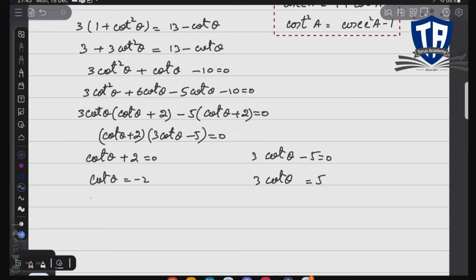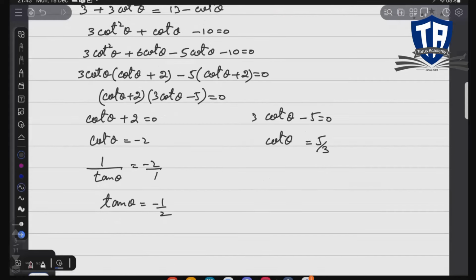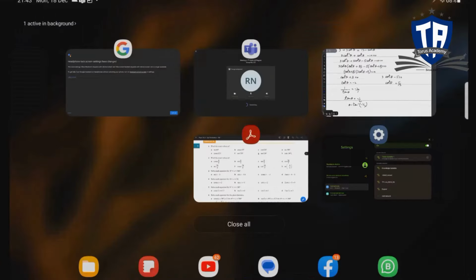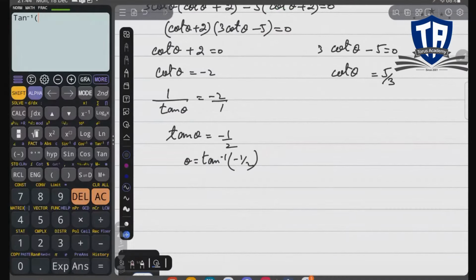Now we have cot of theta is equal to minus 2 and 3 cot of theta is equal to 5. We can write it as cot of theta is equal to 5 over 3. As we learned, whenever we have reciprocal functions, we convert them into basic trigonometric functions. Cot of theta is equal to 1 over tan of theta. It is equal to minus 2 over 1. When you flip the fraction, you'll get this value, minus 1 over 2. Here we use the calculator to get the answer. Let me use the calculator. Theta is equal to minus 26.6 degrees.